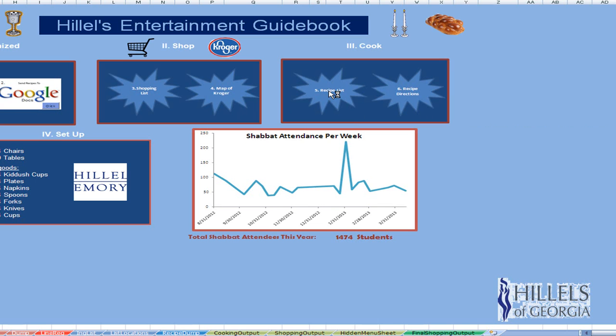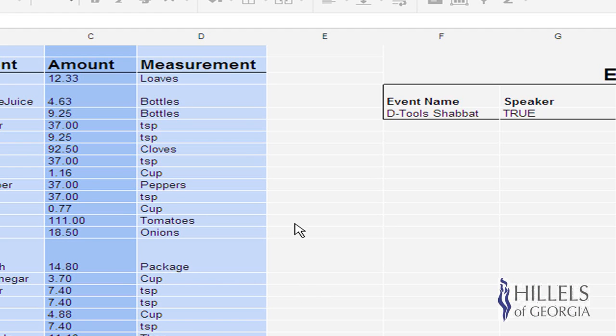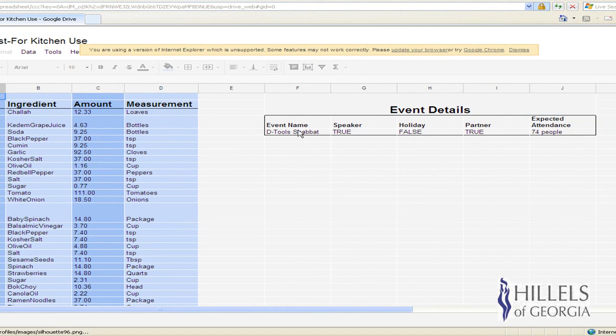Now we're going to look at the recipe list, which is used by the chef. Now this list, you can see right here, we have our event details: Shabbat true for the speaker and the partner, and false for the holiday, and how many people are expected to attend. This gives each recipe, and next to each recipe gives the ingredients needed, the amount needed, and the measurement. So that's very easy and intuitive for the chef to use.